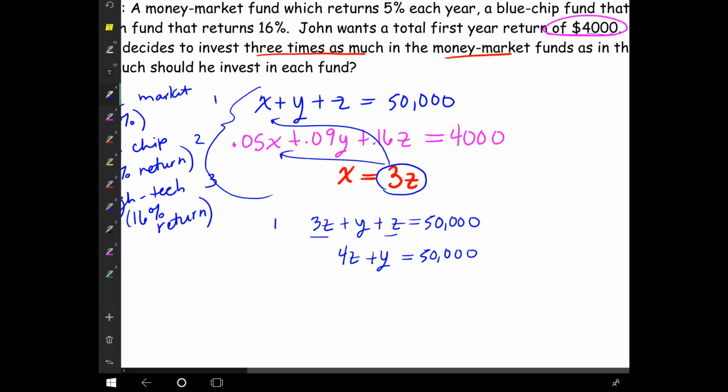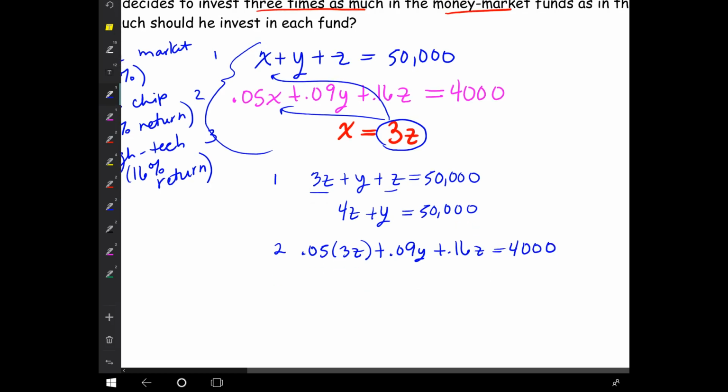And using equation 2, I have 0.05 times 3Z plus 0.09Y plus 0.16Z is equal to 4,000. 0.15Z plus 0.16Z would be 0.31Z plus 0.09Y. 0.05 times 3, so that would be 0.15. And then I added that to 0.16 is equal to 4,000. Now this would be, for example, my equation A, and this would be my equation B.